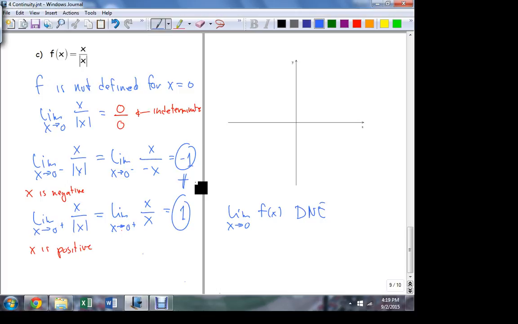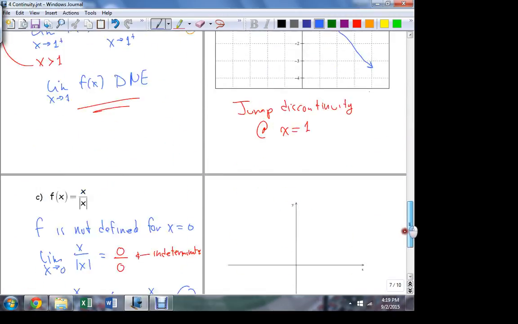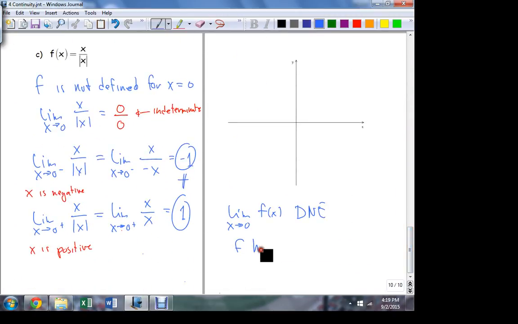So what kind of discontinuity is this? Got three choices. Infinite, jump, removable. Which one is this? Jump. The limit failed to exist. The removable case is when the limit does exist. This limit failed. So this function has a jump discontinuity at x equals 0. It's a branch function in disguise.